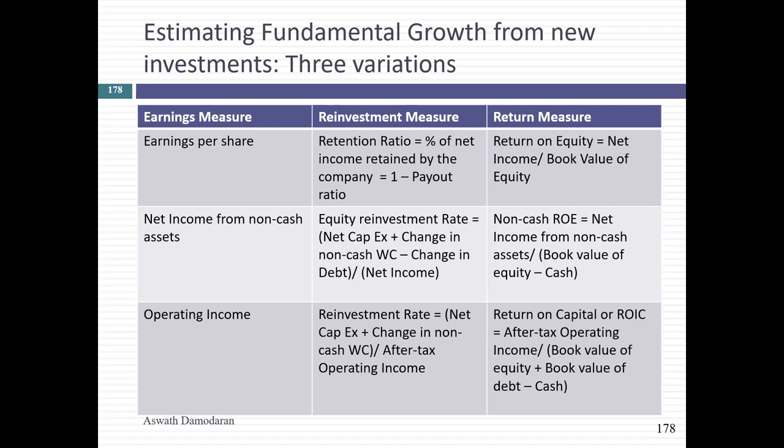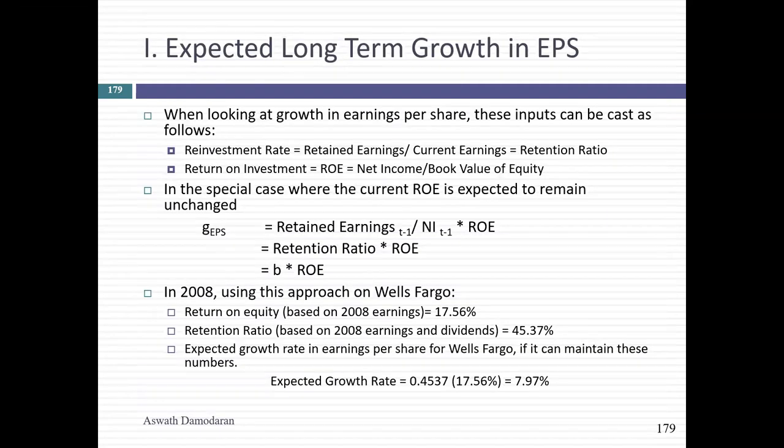You can already see that people are sloppy. I see people multiplying retention ratios by return on invested capital, reinvestment rates by return on equity. You can't do that. Consistency demands that you make your choice upfront and define how much you reinvest and how well you reinvest based on those choices. I know it sounds incredibly abstract, so let me take you through a few examples.